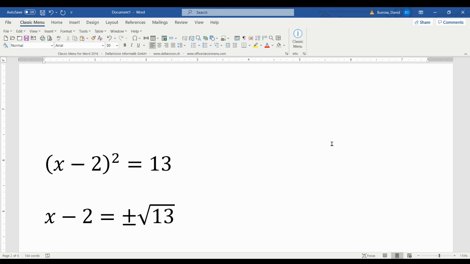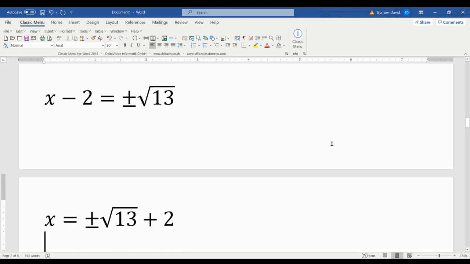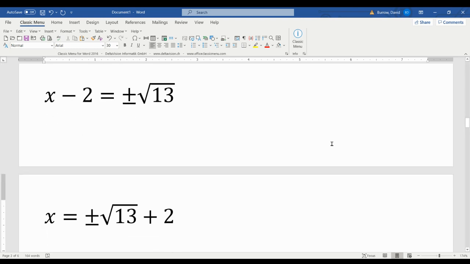I'm going to write something that's easy to write. Would you agree I've got to add 2 to get x by itself? So that's what I'm going to write as my answer. If I had a reason where I needed to know what that is as a decimal, I'd haul out my calculator and take the square root of 13 plus 2, and then negative square root of 13 plus 2, and I'd have my answers. You okay with that?